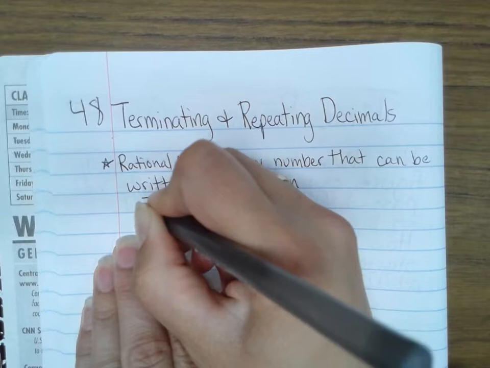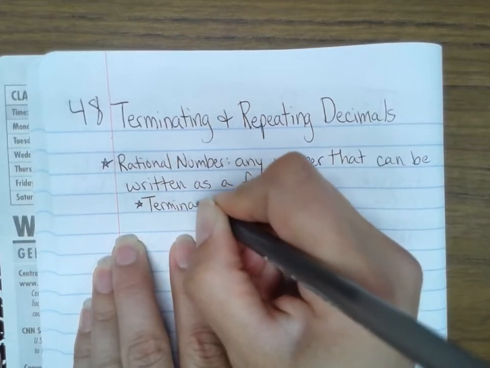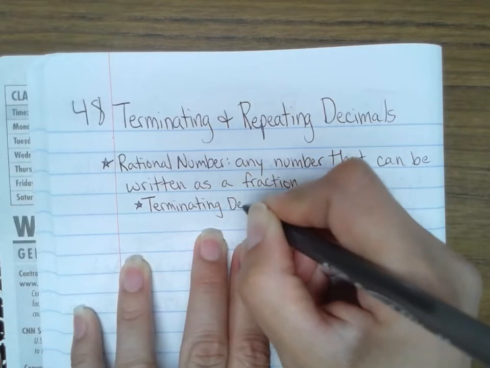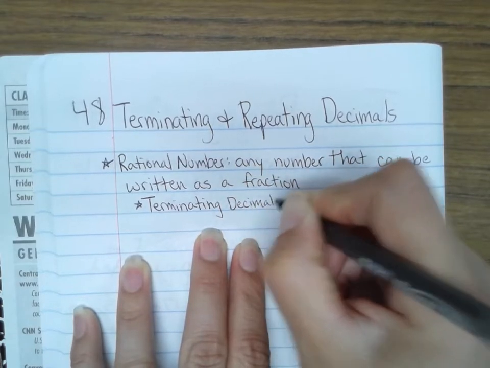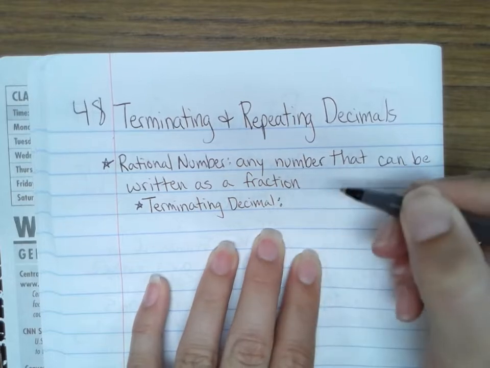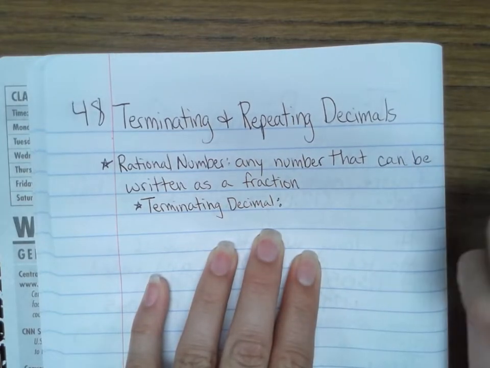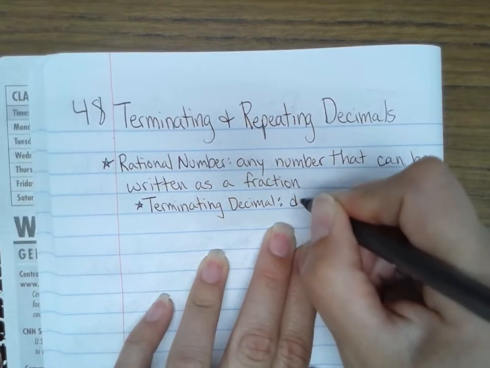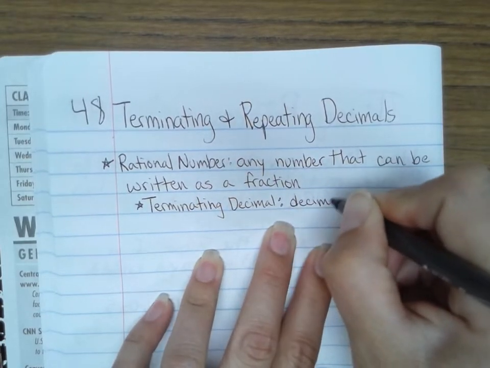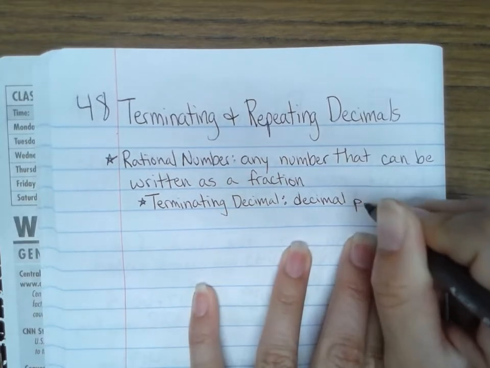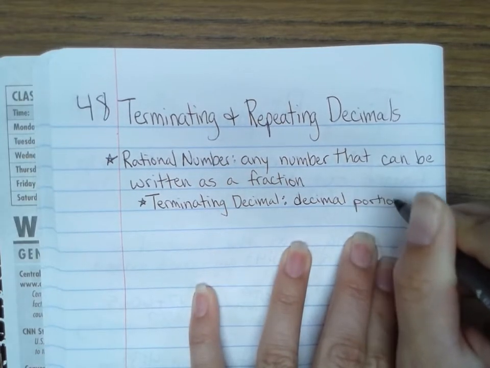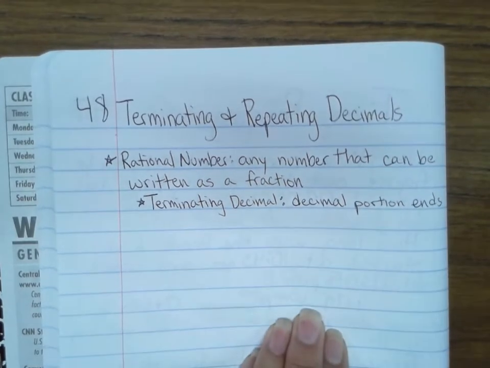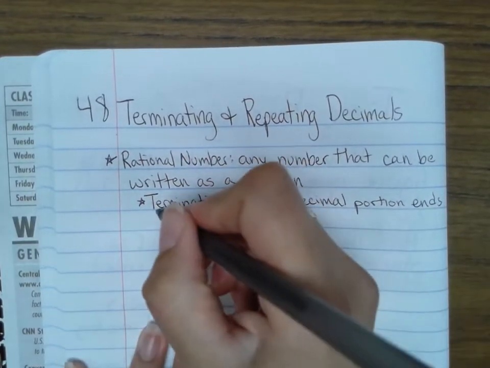So underneath here, we're going to put another little star. So terminating decimal. And a terminating decimal, the decimal places end. So terminating means to end. So the decimal portion ends. Okay, to terminate means to end.